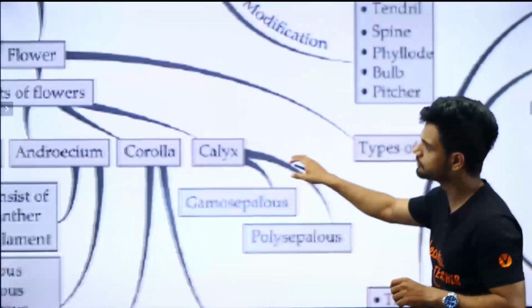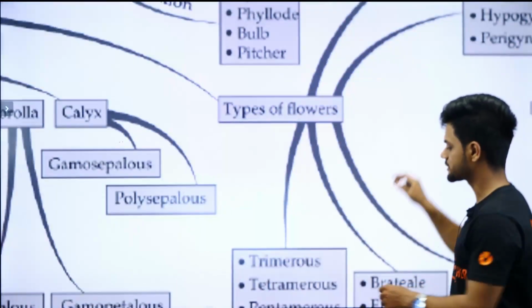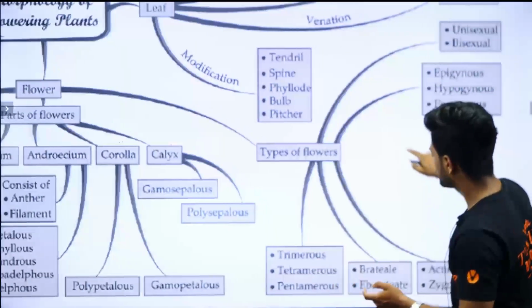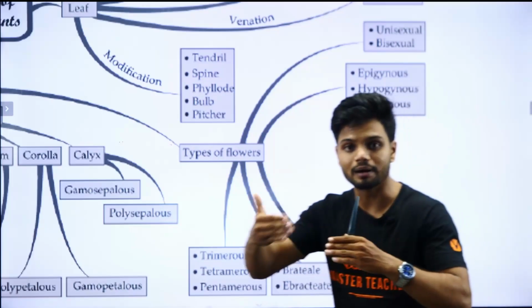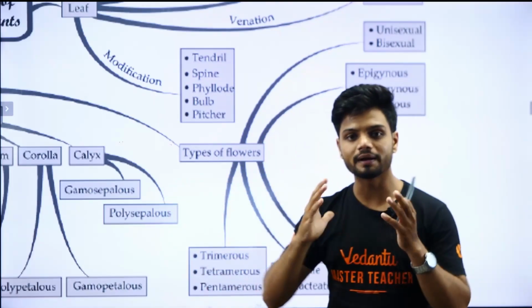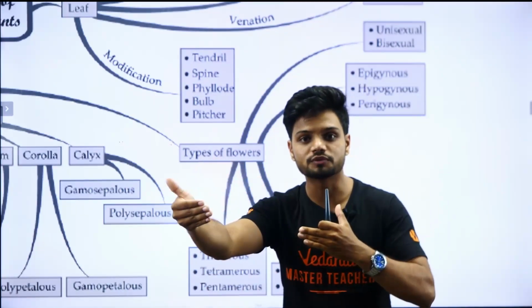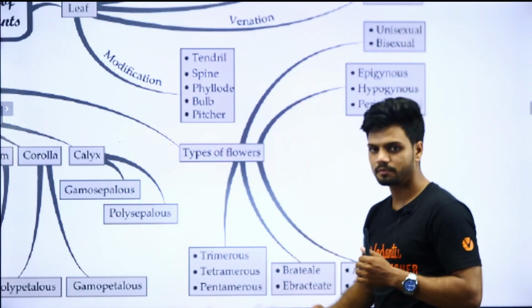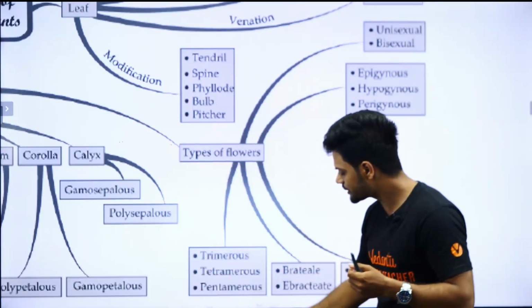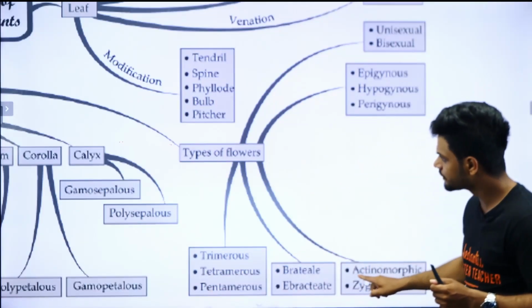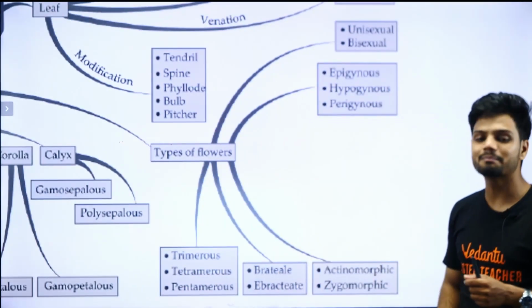Before we go to the different whorls, let's understand the type of flowers. That is, we have flower based on the merous condition. That is, in multiples of 3. If the floral appendage is present on multiples of 3, that is called as trimerous. If the floral appendages are found in the multiples of 4, it's called as tetramerous. Similarly, pentamerous. Then we have something called as bracteate and ebracteate.